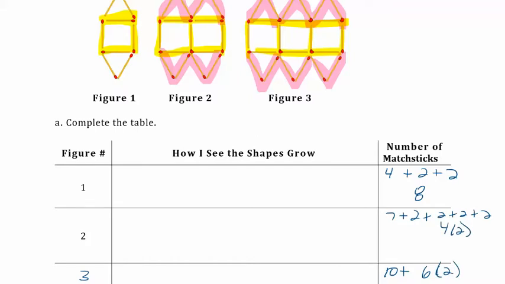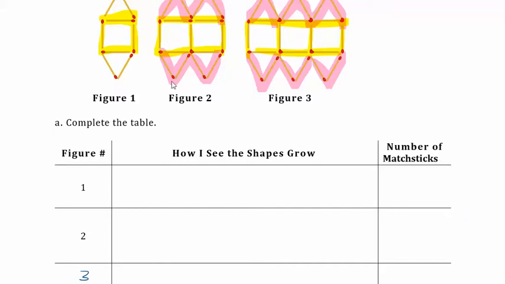So we start to see patterns in the way that we're counting, right? There's a pattern with these numbers right here: 4, 7, 10. And then there's a pattern with these numbers: 4, 8, 12. Or 2 times 2, 4 times 2, 6 times 2. So sometimes we see patterns in the way that we count. Let's look at another way that we could count those, and another way we might see patterns.